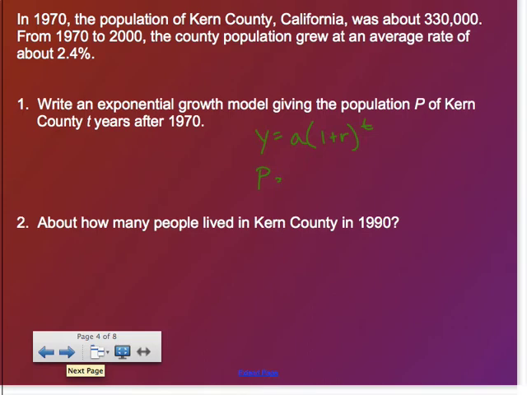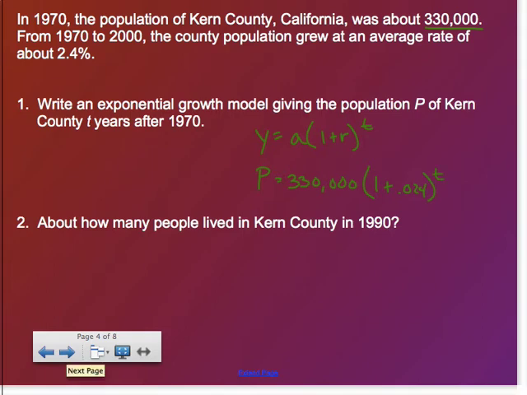And then you have to start looking. Okay, A is my initial amount. What's my initial amount? What was the population in 1970? If I go back to my problem, I see that my initial amount was 330,000. So I plug that in: 330,000 times 1 plus my rate. My average rate over those many years is 2.4%, and I know 2.4% as a decimal is 0.024, all raised to the T.